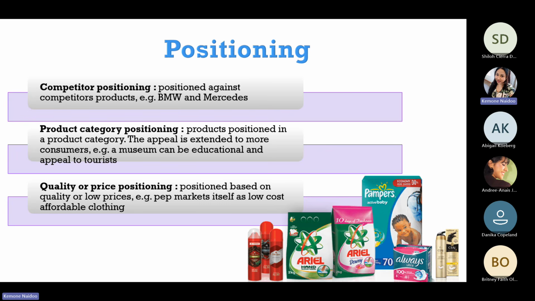Okay, and then quality or price positioning. So it's based on the quality or the prices. Again, if we bring PEP into the mix, it markets itself as low cost and affordable clothing because that is the target group that it is focused on. Okay, so that brings us to the end of marketing.